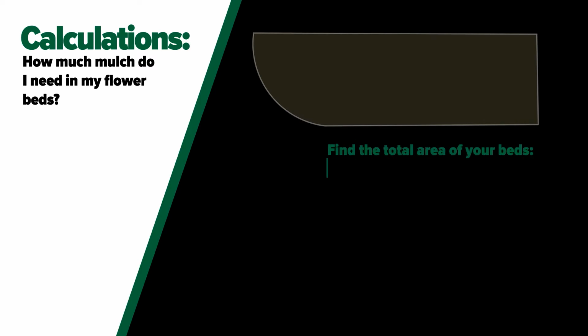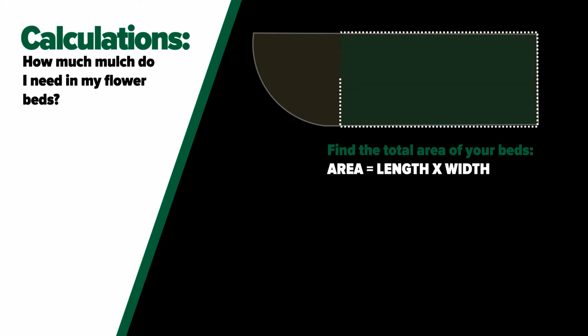The first thing we're going to do is find the area of the bed, with the equation being area equals length times width. So we will mark out a rectangular portion of the bed, leaving out that curved part, which we'll get to in a second, and we'll find the length and the width and multiply them together. In this case, we have a length of 7 feet and a width of 3 feet, so that would be 7 times 3, and that equals 21 square feet.